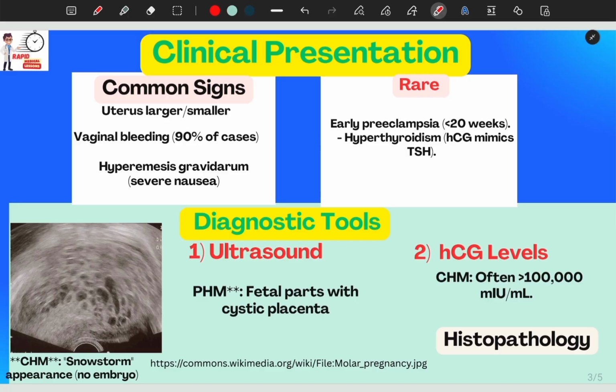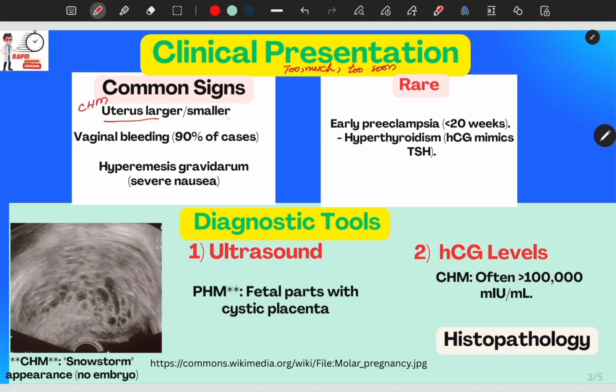The first symptom that you will notice is uterine size, a rapid enlargement in case of complete mole. You see an enlarged size of the uterus in case of complete mole, while in case of partial hydatidiform mole, it can be smaller than expected.